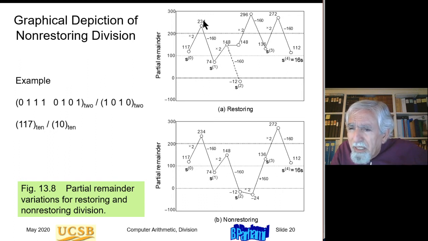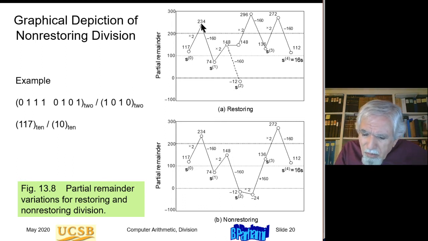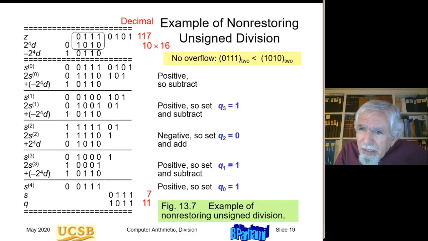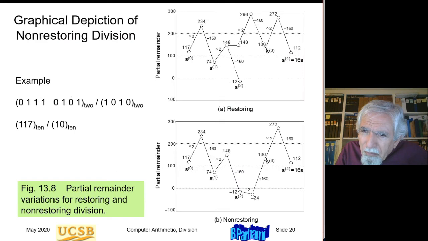We double it. So I've written the value in decimal here. We double it, subtract 160. Okay, 160 is basically the 4-bit shifted divisor, which is 10. So 160 is subtracted. We go here. We double. 74 becomes 148. Now we do trial subtraction. The result goes negative, so we restore.